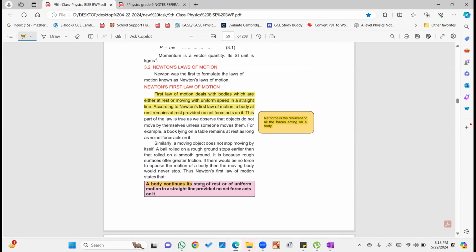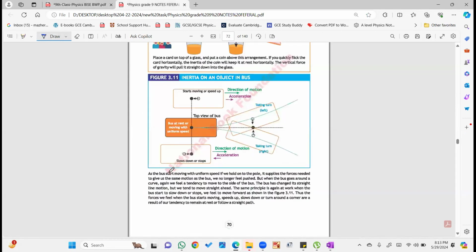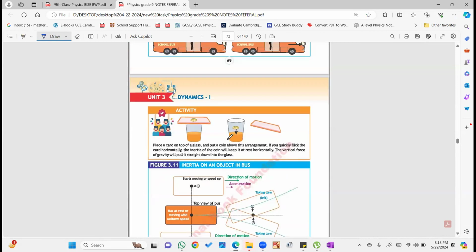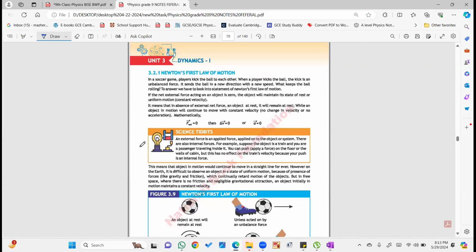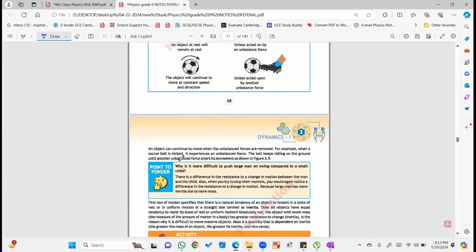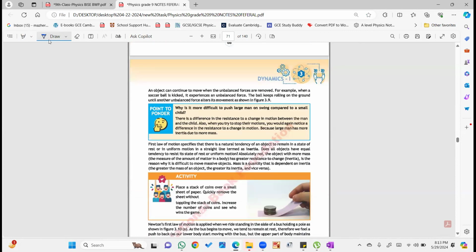And here's the definition of Newton's first law. A body continues its state of rest or uniform motion provided no net force acts on it. So the only way through which we can change the state of the body is by applying some external force onto it. Let's read the same definition from the other book. They have not given a proper definition, but this is the point which I was explaining to you.